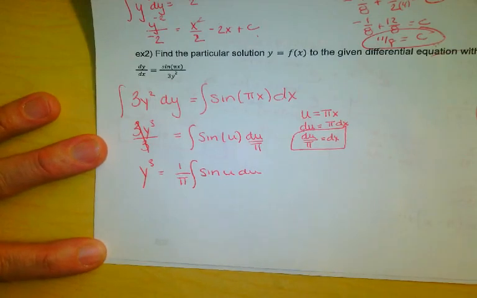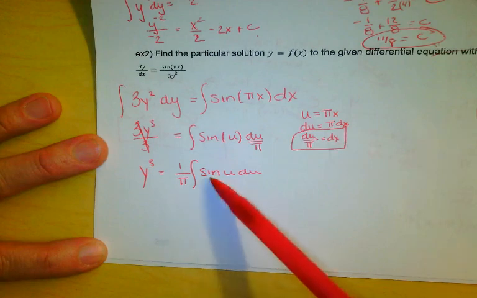So again, in trig, you just got to remind yourself, whose derivative am I staring at? Is that cosine or negative cosine?